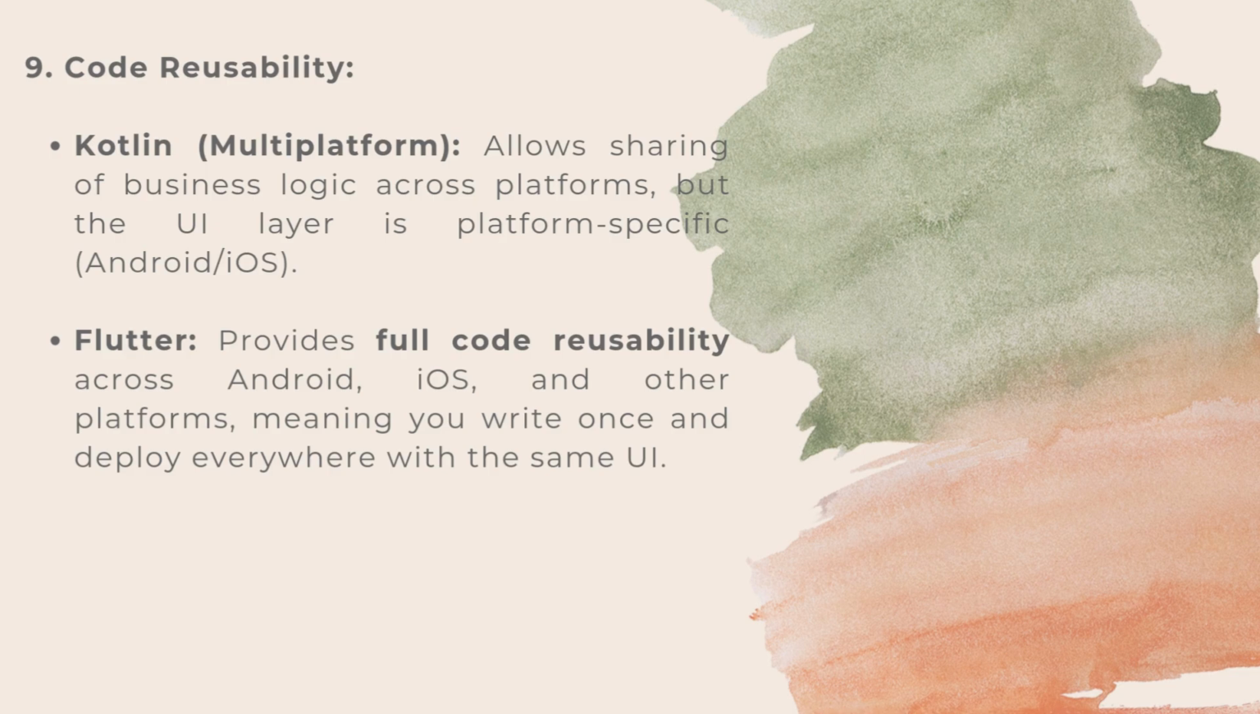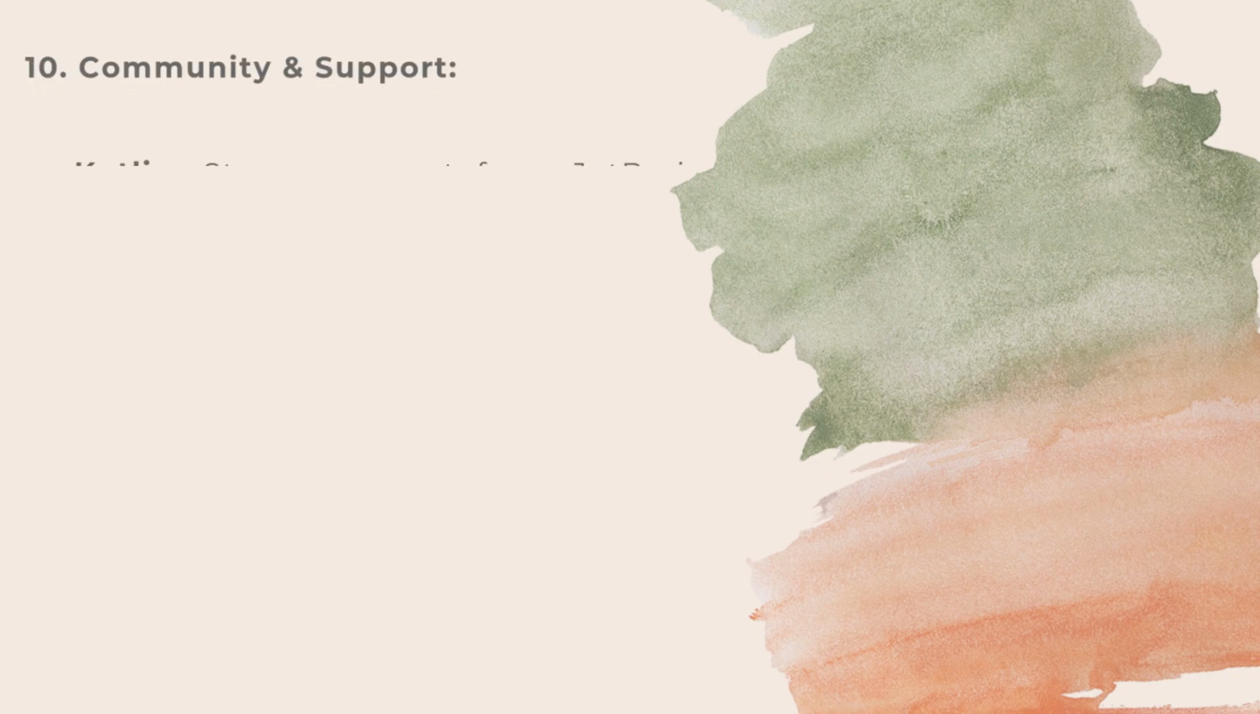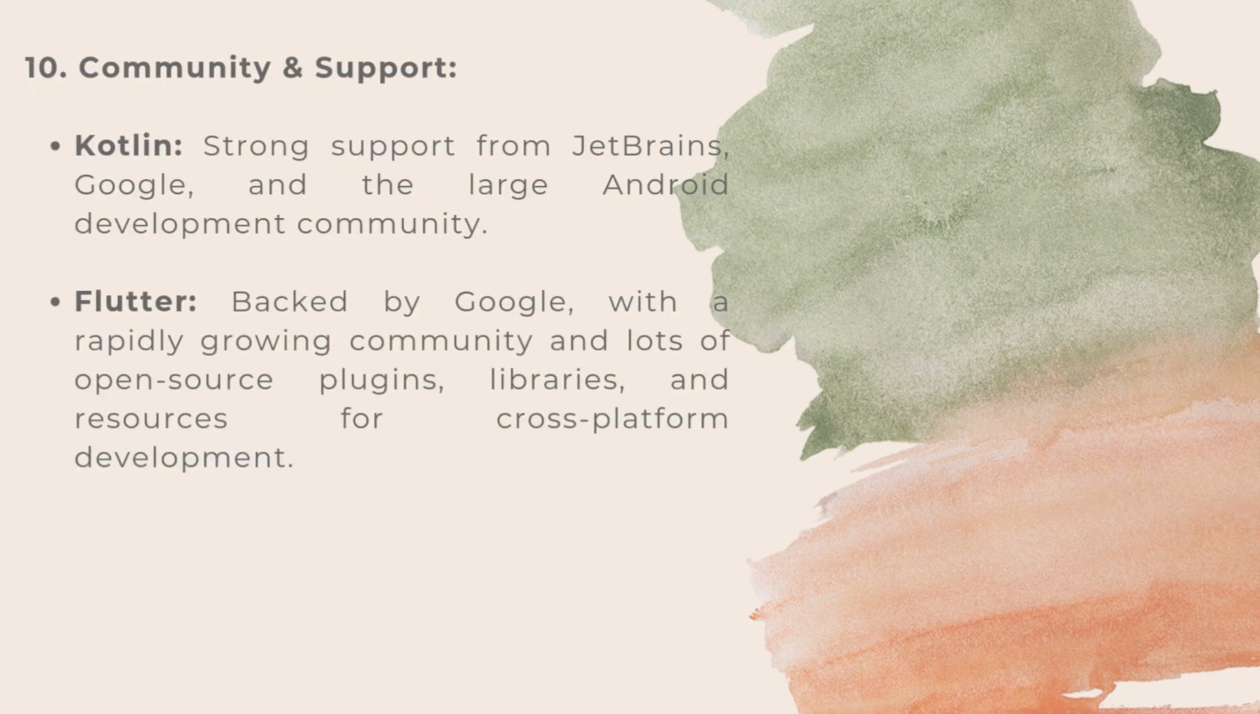9. Code reusability. Kotlin Multiplatform allows sharing of business logic across platforms, but the UI layer is platform-specific, Android or iOS. Flutter provides full code reusability across Android, iOS, and other platforms, meaning you write once and deploy everywhere with the same UI.